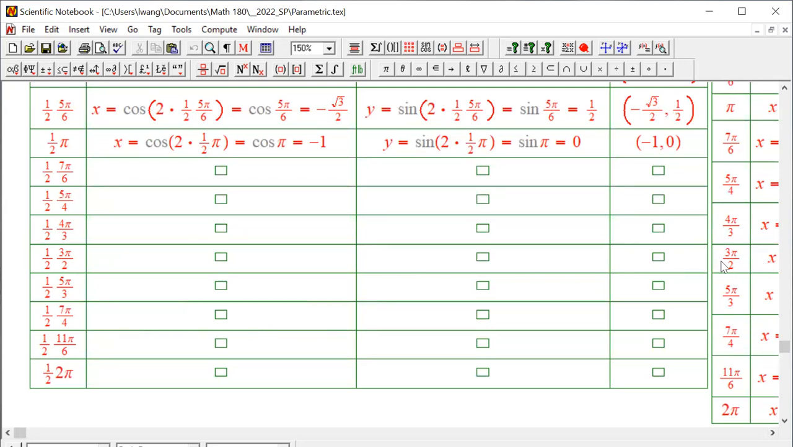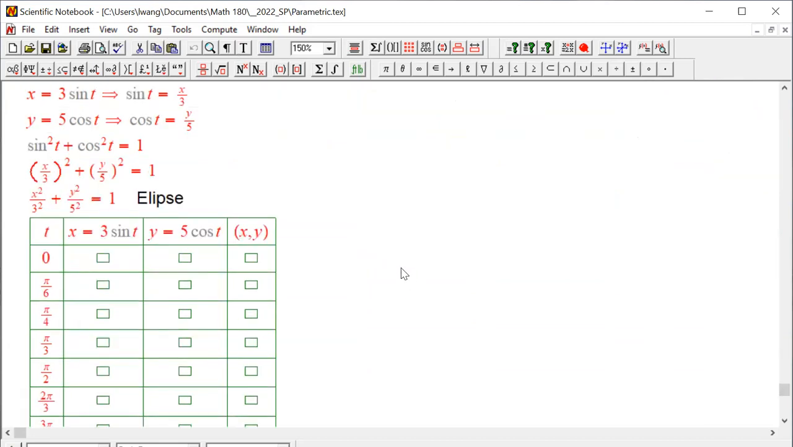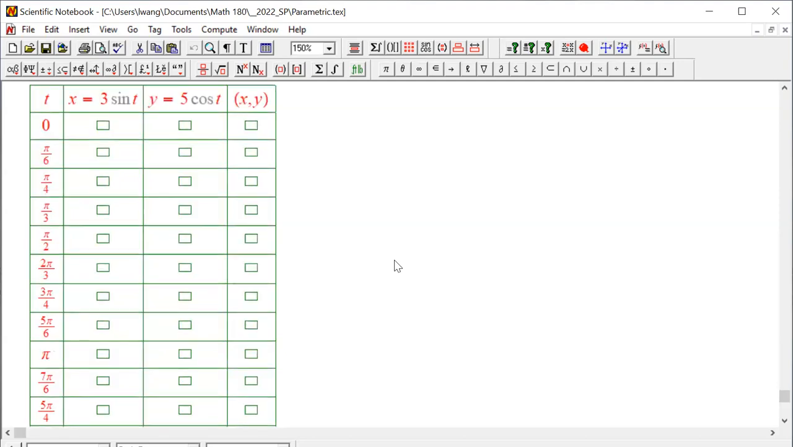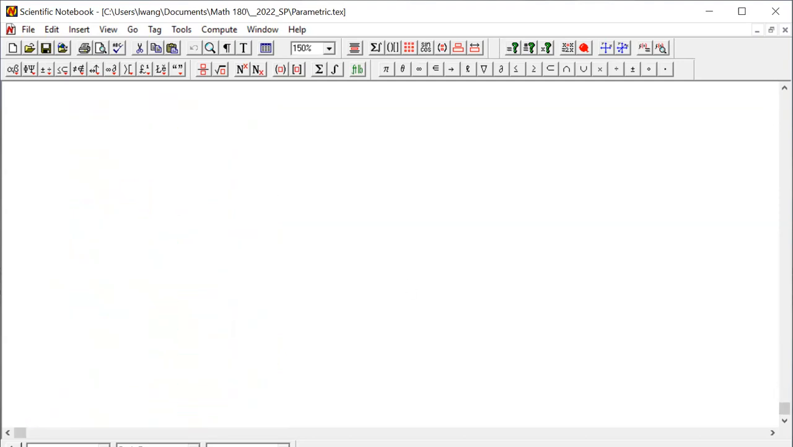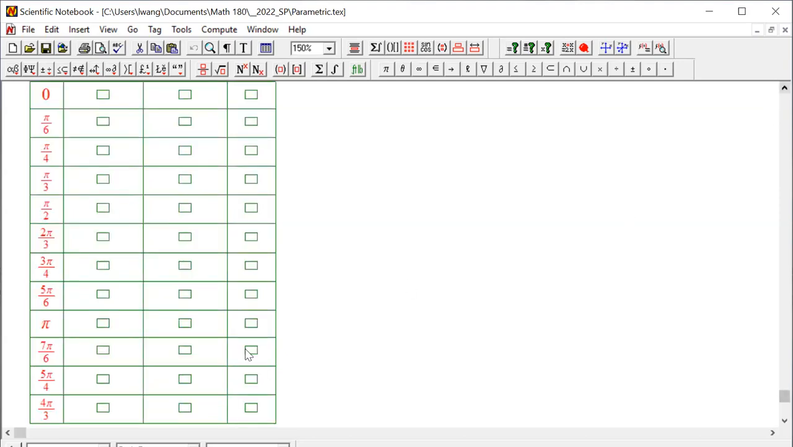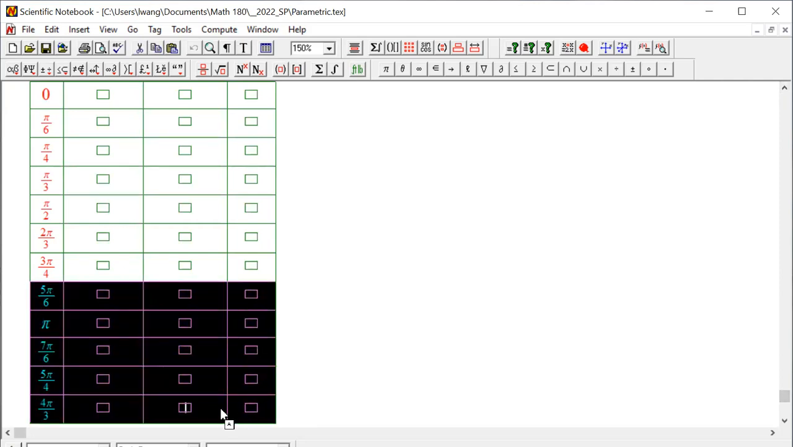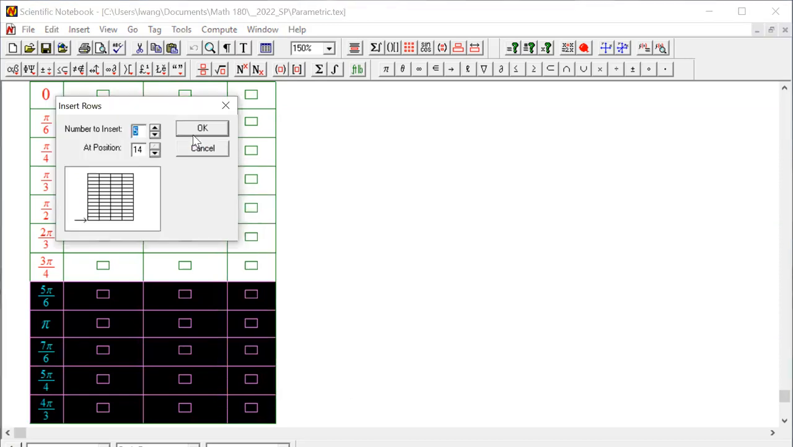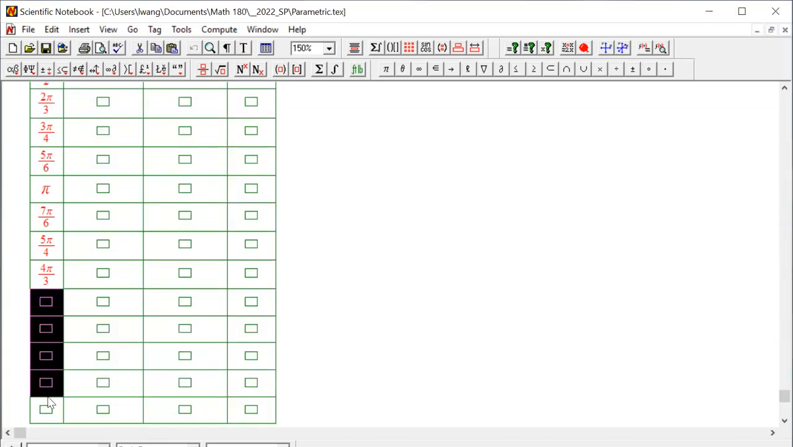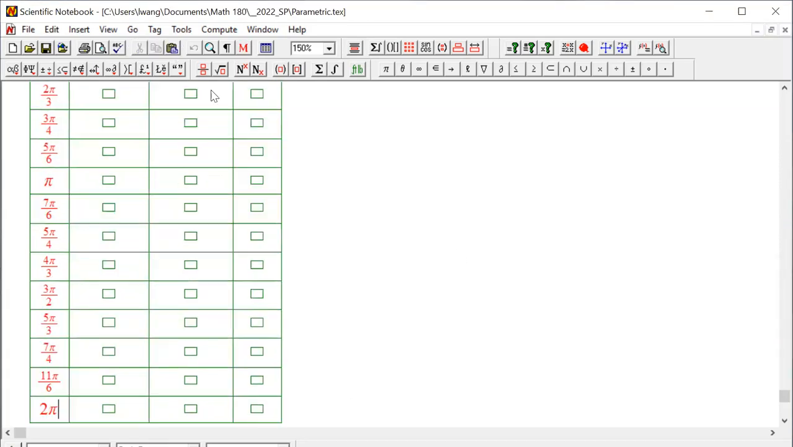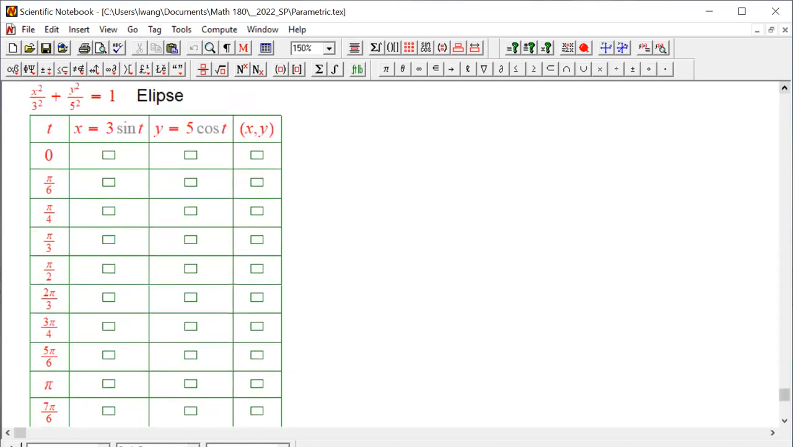1, 2, 3, 4, 5. 4 pi over 3. Is that where we were? 4 pi over 3. So I do want you to see the similarity. 1, 2, 3, 4, 5. There you go. Okay, then you just do 1 point at a time.